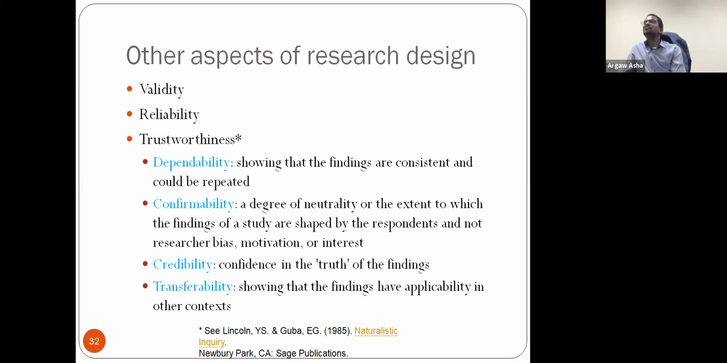Credibility, transferability. So the truth, the trustworthiness, should be very important. Whenever you are transferring the data, you show that the findings have applicability in other contexts. So you should check. The data should be confident.